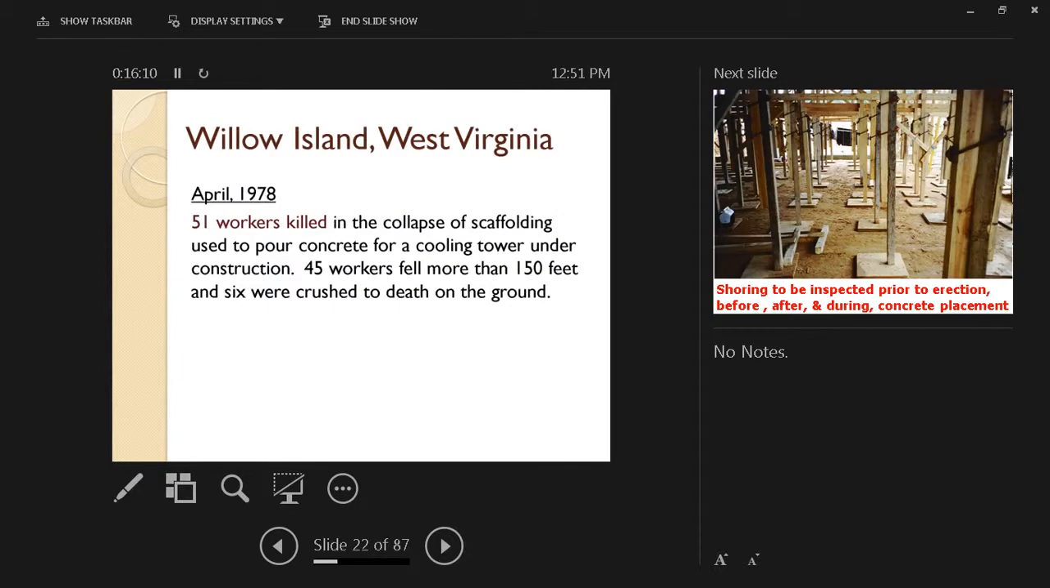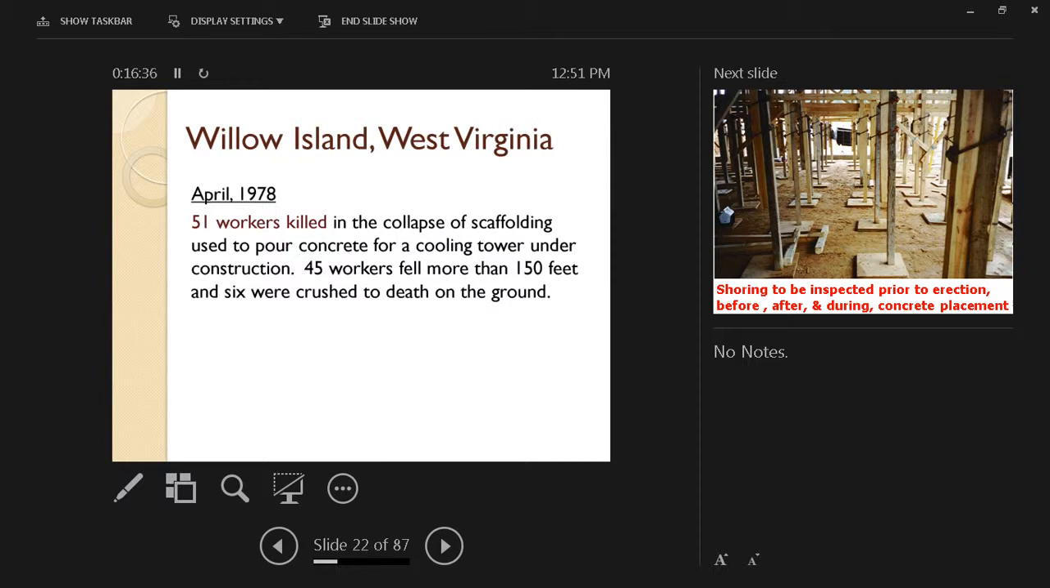To give you an example of how hazardous this operation can be, there's a very famous sad accident in Willow Island in West Virginia in April 1978. 51 workers were killed in the collapse of scaffolding used to pour concrete for a cooling tower under construction. 45 workers fell more than 150 feet and 6 were crushed to death on the ground.